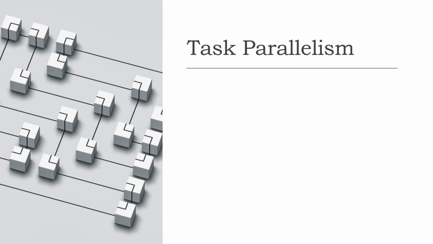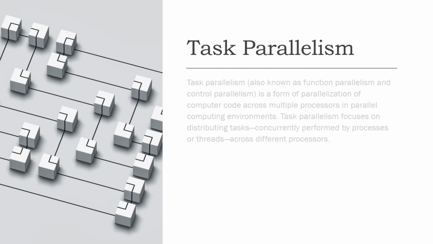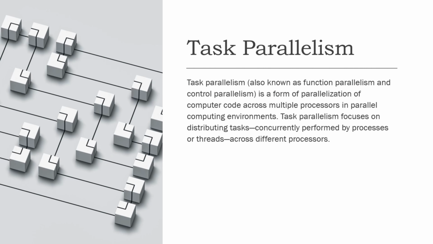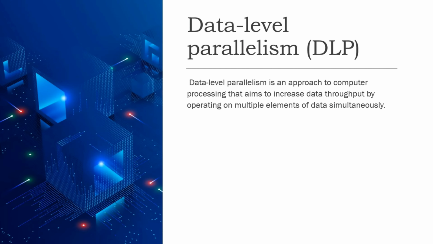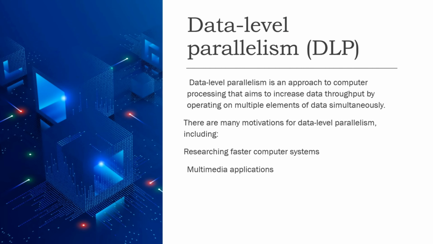I am Rohan and I am going to explain the topic which is task parallelism and data parallelism. Task parallelism is a form of parallelization of computer code across multiple processors in a parallel computer environment. Task parallelism focuses on distributing tasks concurrently performed by processors or threads across different processors. And the next one is data level parallelization. Data level parallelization is an approach to computer processing that aims to increase the data throughput by operating on multiple elements of data simultaneously.